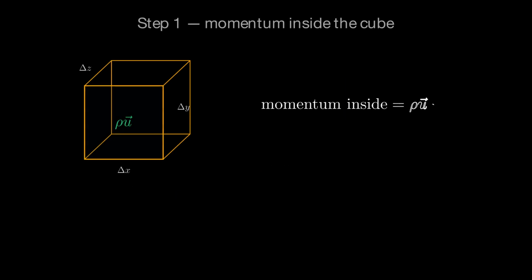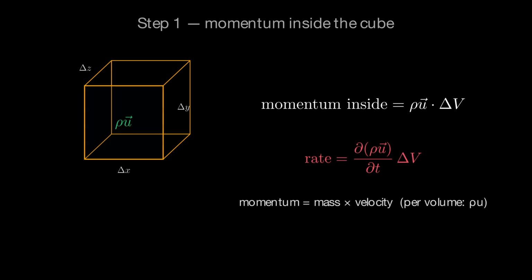First, the momentum inside the cube. Momentum is mass times velocity, so per unit volume, it's just the density times the velocity. Multiply by the cube's volume, and that's the momentum sitting in the box. How fast it changes in time is what Newton's law will pin down.